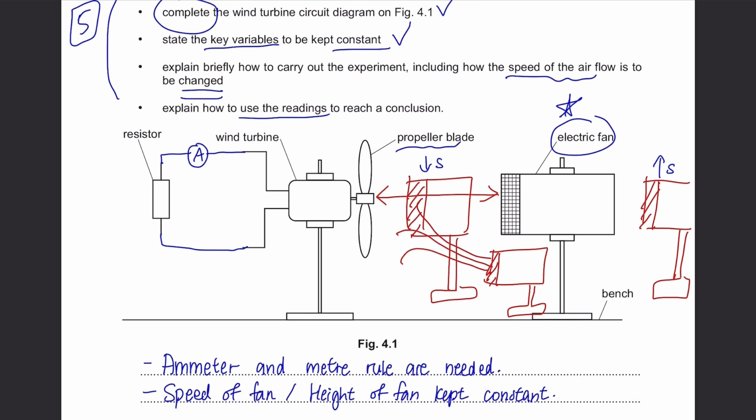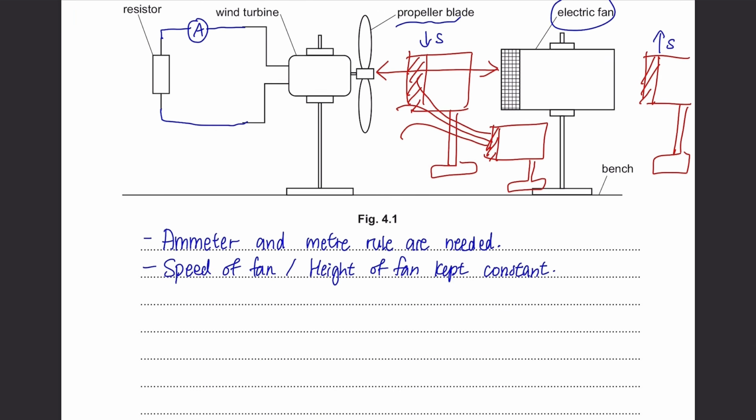Now we have to explain the method and how the speed of the airflow is going to be changed. So first, place the electric fan maybe 10 cm away from the propeller blade, then measure the current from the ammeter, and then next 20 cm away, then next 30 cm away, 40 cm away, and so on. So you repeat for different values of distance between the propeller blade and the electric fan and measure the current every time.